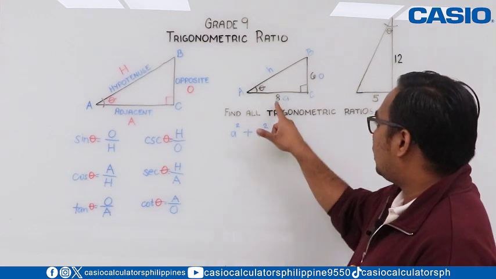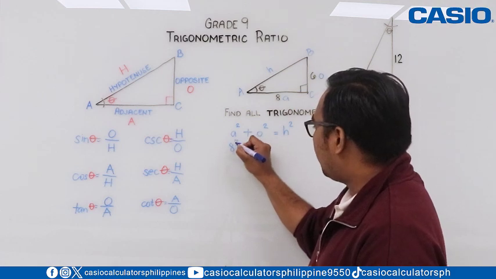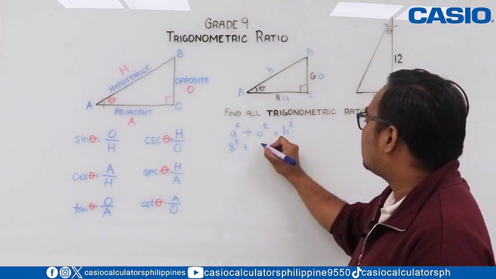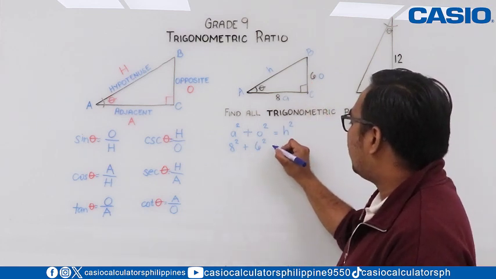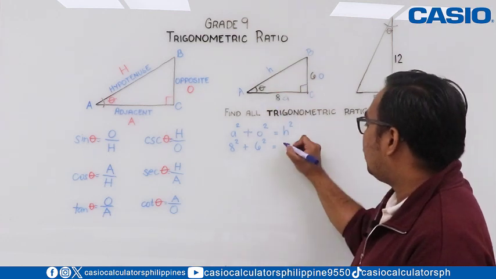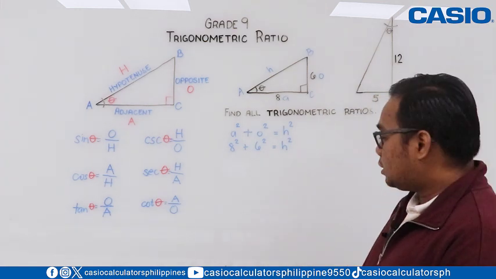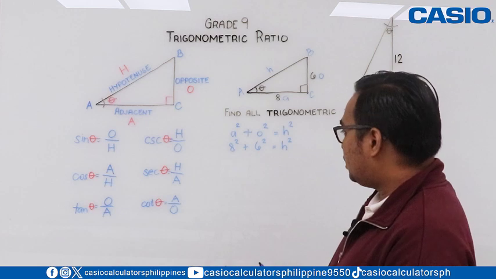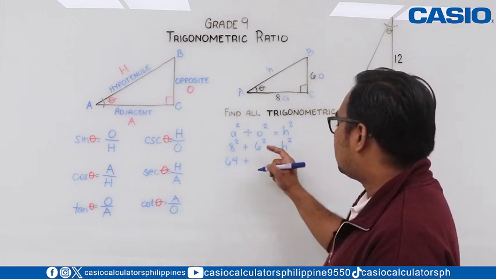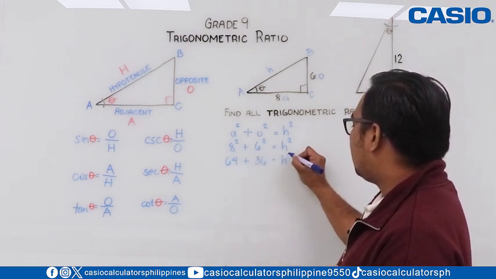So our value of A is 8. Now 8 squared plus the value of our opposite side, which is 6, so that is 6 squared, equals the square of the hypotenuse. We do not have the value yet, so let's define it as H squared. Now let's continue solving. 8 squared is 64 plus 6 squared is 36 and H squared remains H squared.